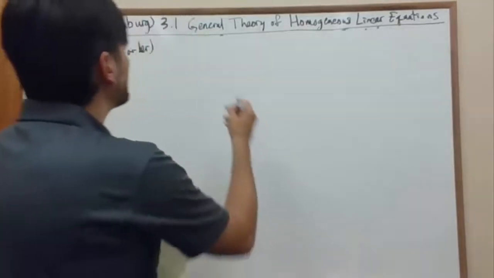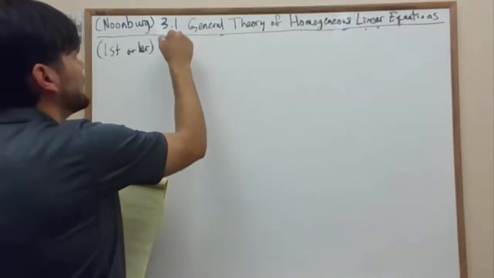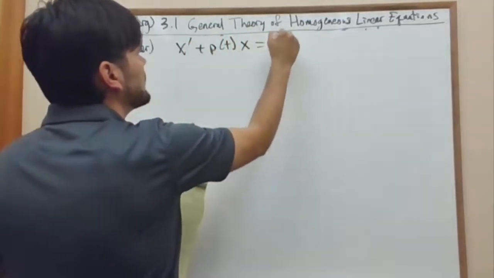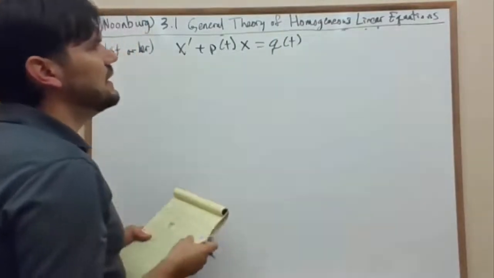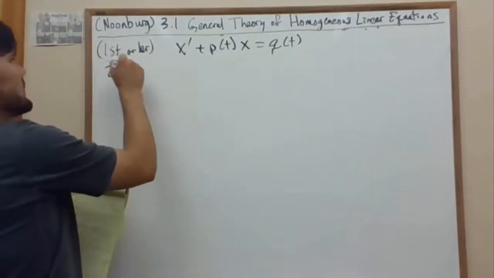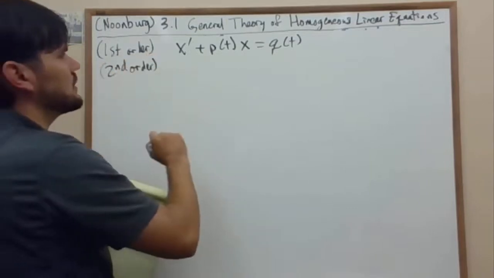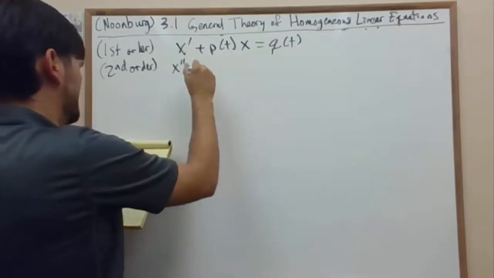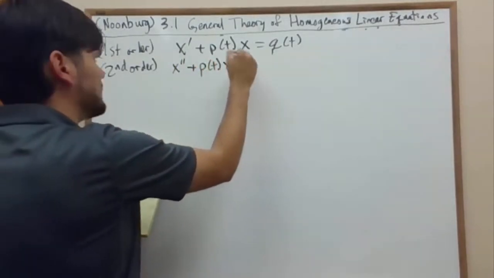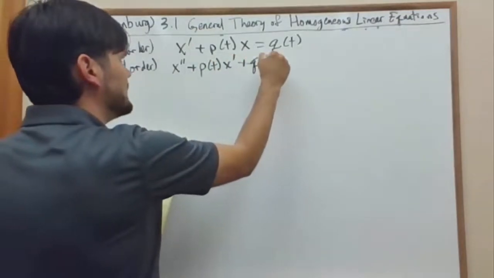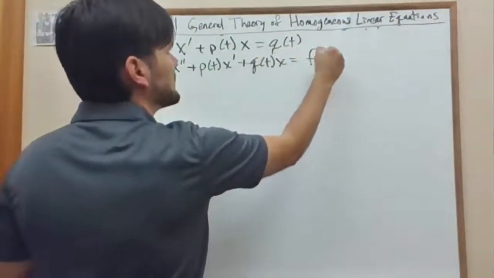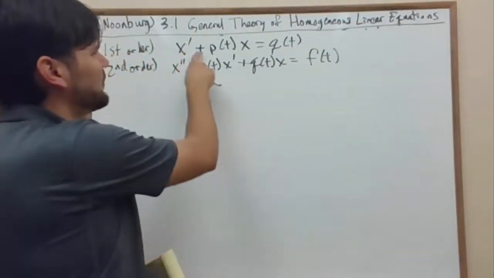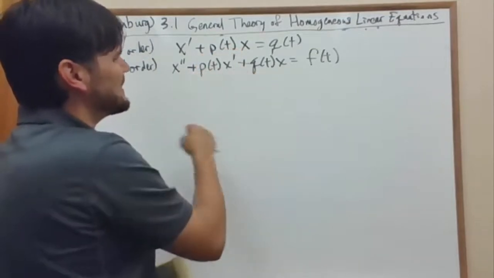We started with first order in chapter 2. That looks like a x prime plus p of t x equals q of t. Okay? And then a second order will look a little bit like x double prime plus p of t x prime plus q of t x equals some other function. We have to create some other piece on there. Notice that we are really just extending the same idea outward.